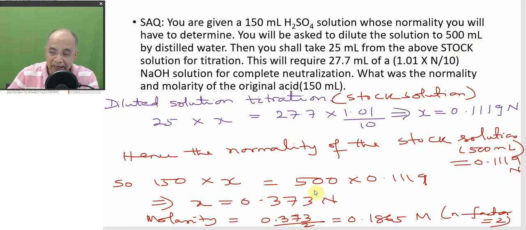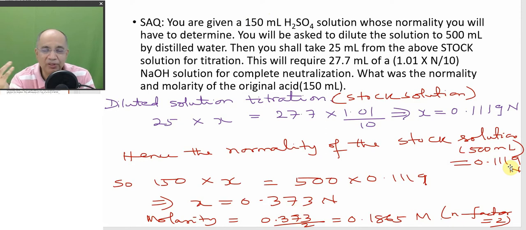So that 500, now initially we had a concentrated solution whose normality is not known. So 150 into the normality of that concentrated solution is equal to, now the diluted solution is 500 and its normality has been found by titration experiment. So you get the normality of the original 150 ml solution. You are getting 0.373 N. You have diluted to 0.1119 N.